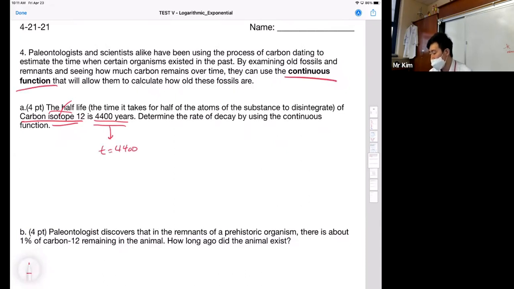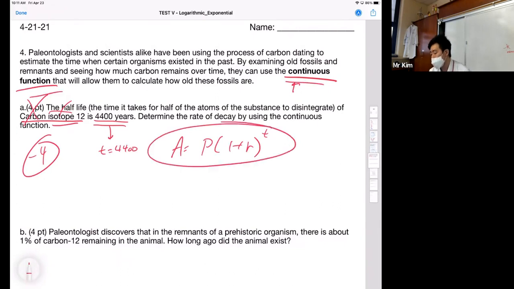It's a continuous function, and I did the courtesy of bolding that for you. So if you decided to use this, that's just minus 4 right away. I told you to use continuous function for this. I'm seeing some students who still use this for this one. This is not going to be true. It's a natural phenomenon of carbon dating. So A equals P e to the RT. I am looking for R. I don't know what A and P are.